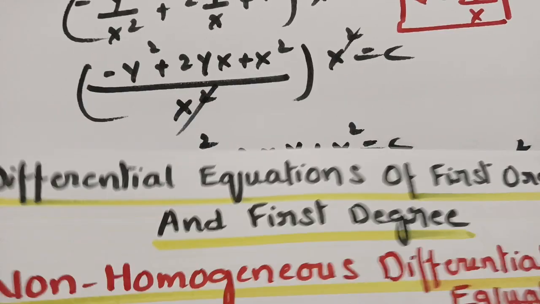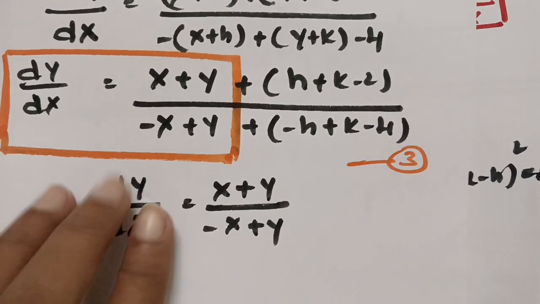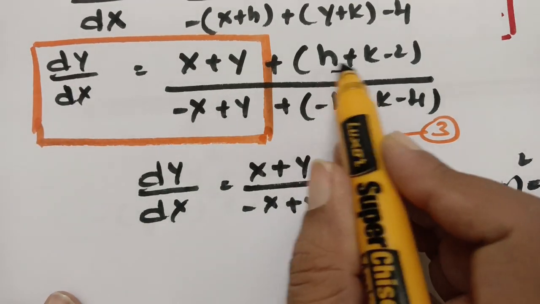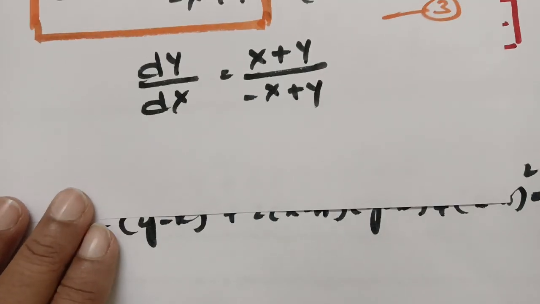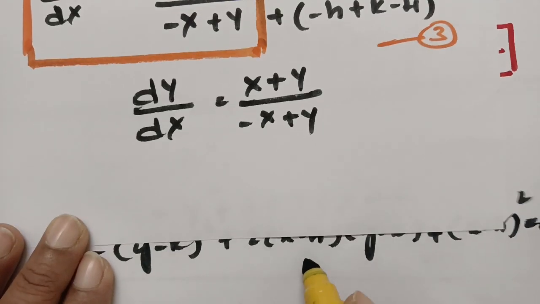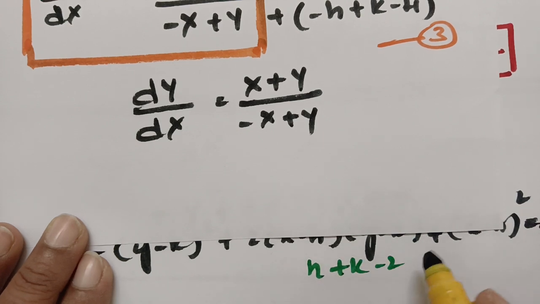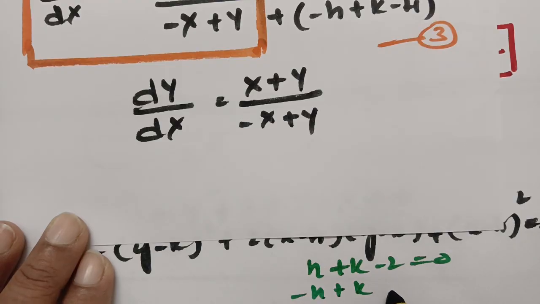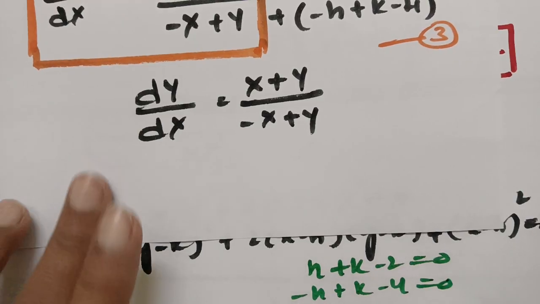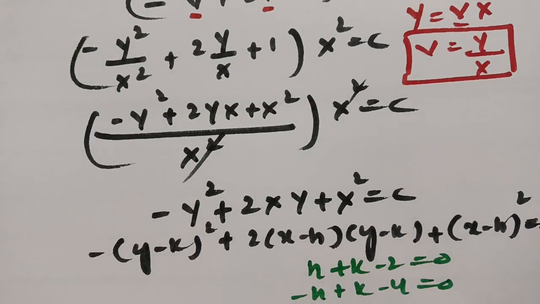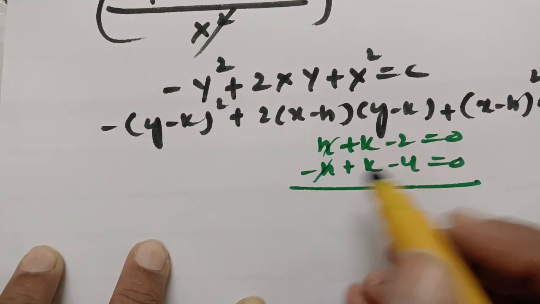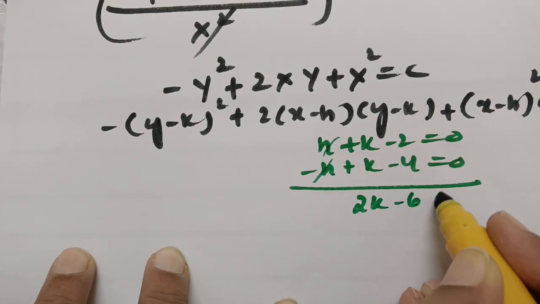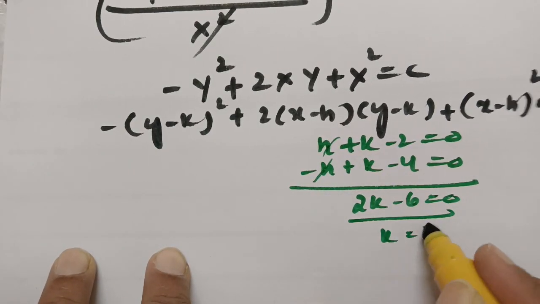So I'll show you, there are two equations left over here. That is h plus k minus 2 is equal to 0, and minus h plus k minus 4 is equal to 0. So if I solve, I'll be getting the values of h and k from this. If I add these two, this will be 2k minus 6 is equal to 0, and k value is equal to 3.